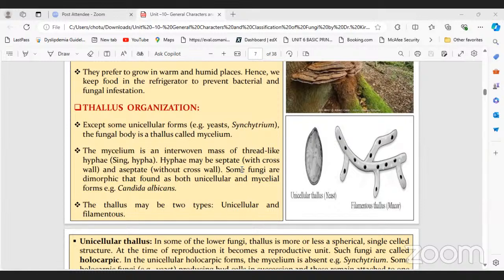Did you understand? What is the hypha? What is the mycelium? A hypha is a microscopic tubular filament. The mass of hyphae that makes up the thallus is called mycelium. Did you understand hyphae and mycelium?